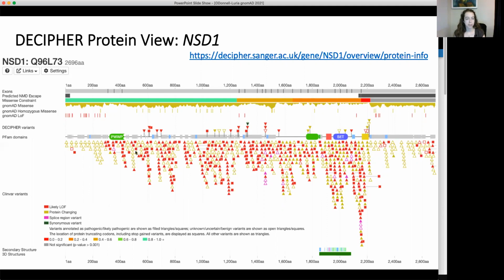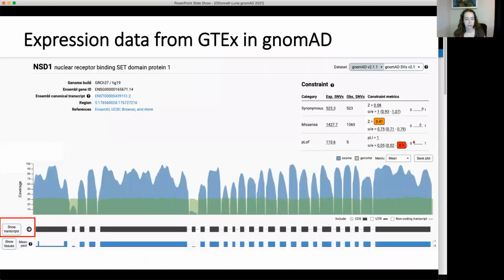The open ones are variants of uncertain significance. The yellow ones are missense variants, and the red ones are loss of function variants. So there's a lot of data on this site also, similar to the data on the gnomAD browser, but it's another way of viewing a lot of this.